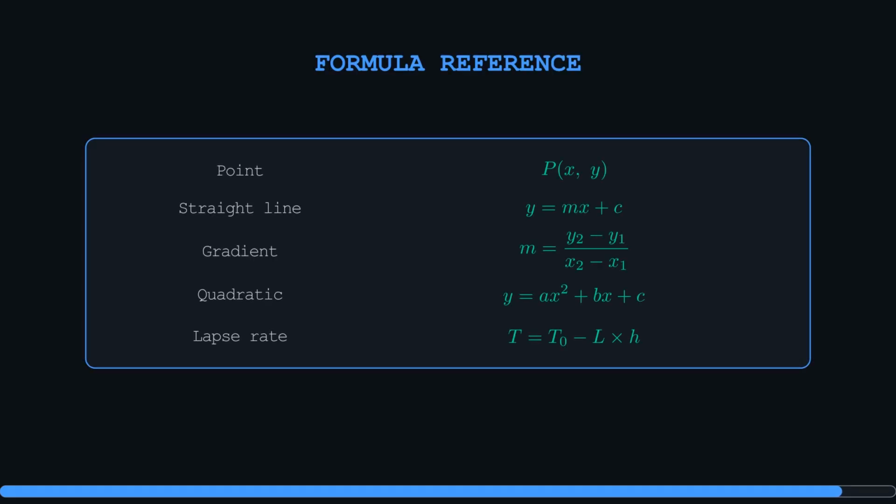Here is your quick reference. A point is written (x, y). A straight line follows y = mx + c. The gradient between 2 points is the change in y divided by the change in x. A quadratic curve follows y = ax² + bx + c. And the temperature lapse rate formula relates temperature to altitude.